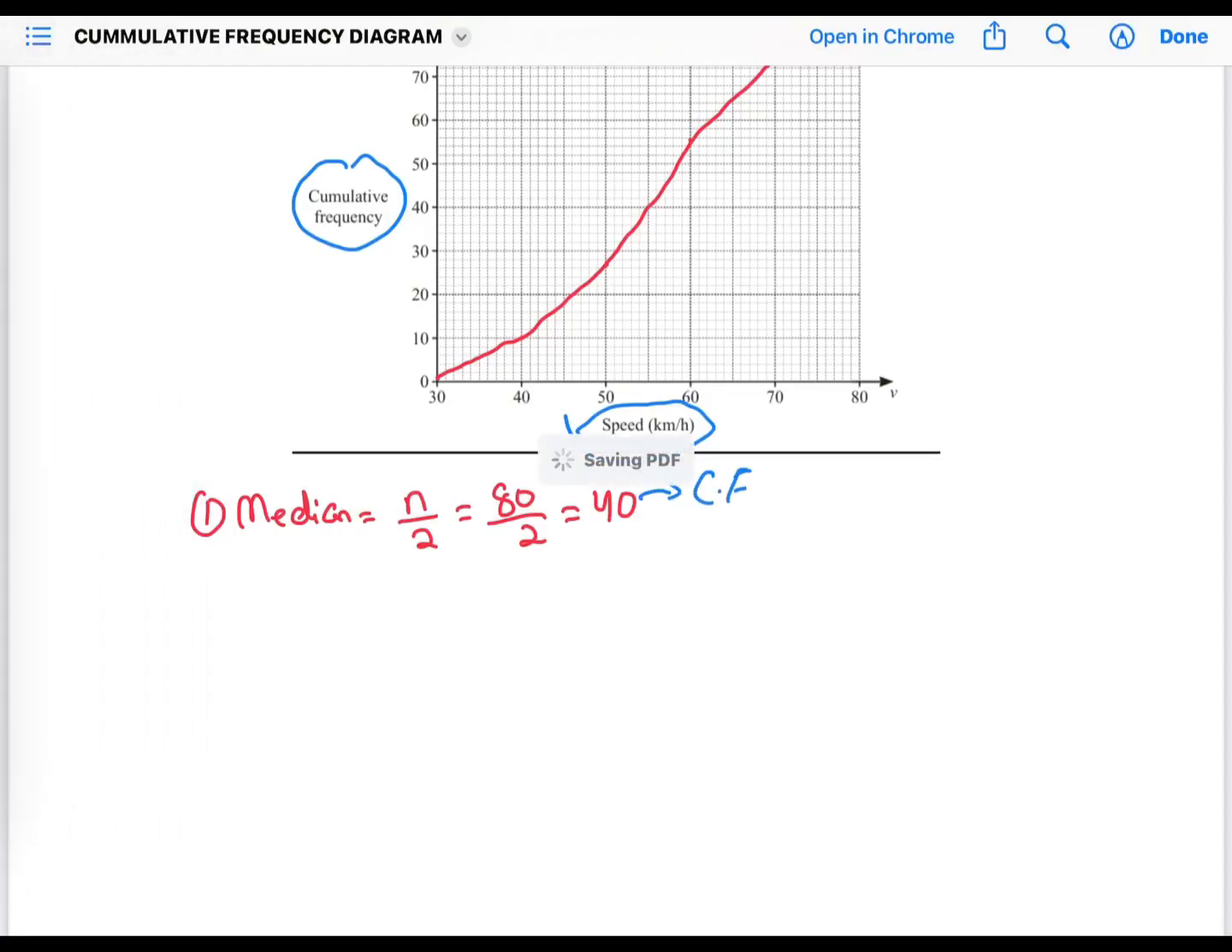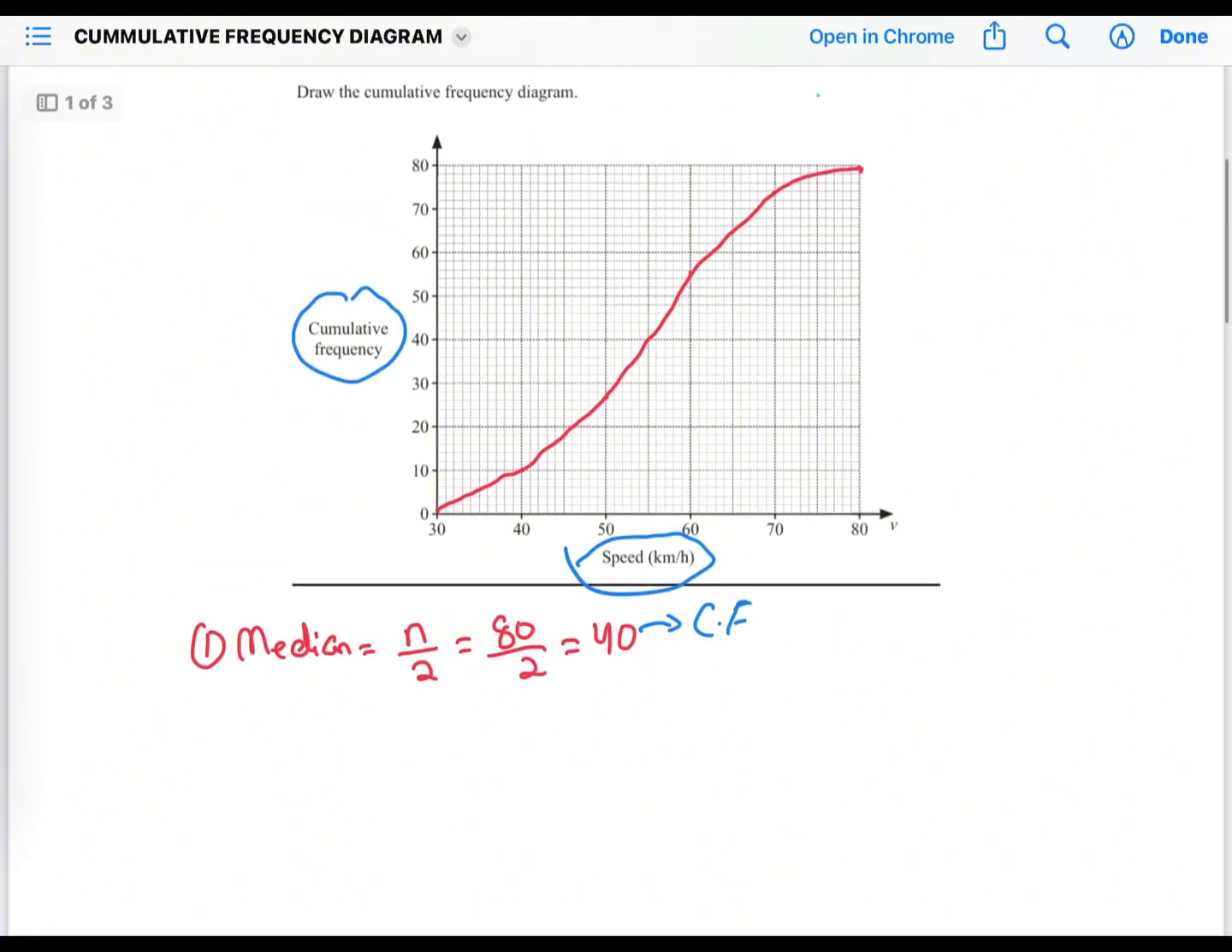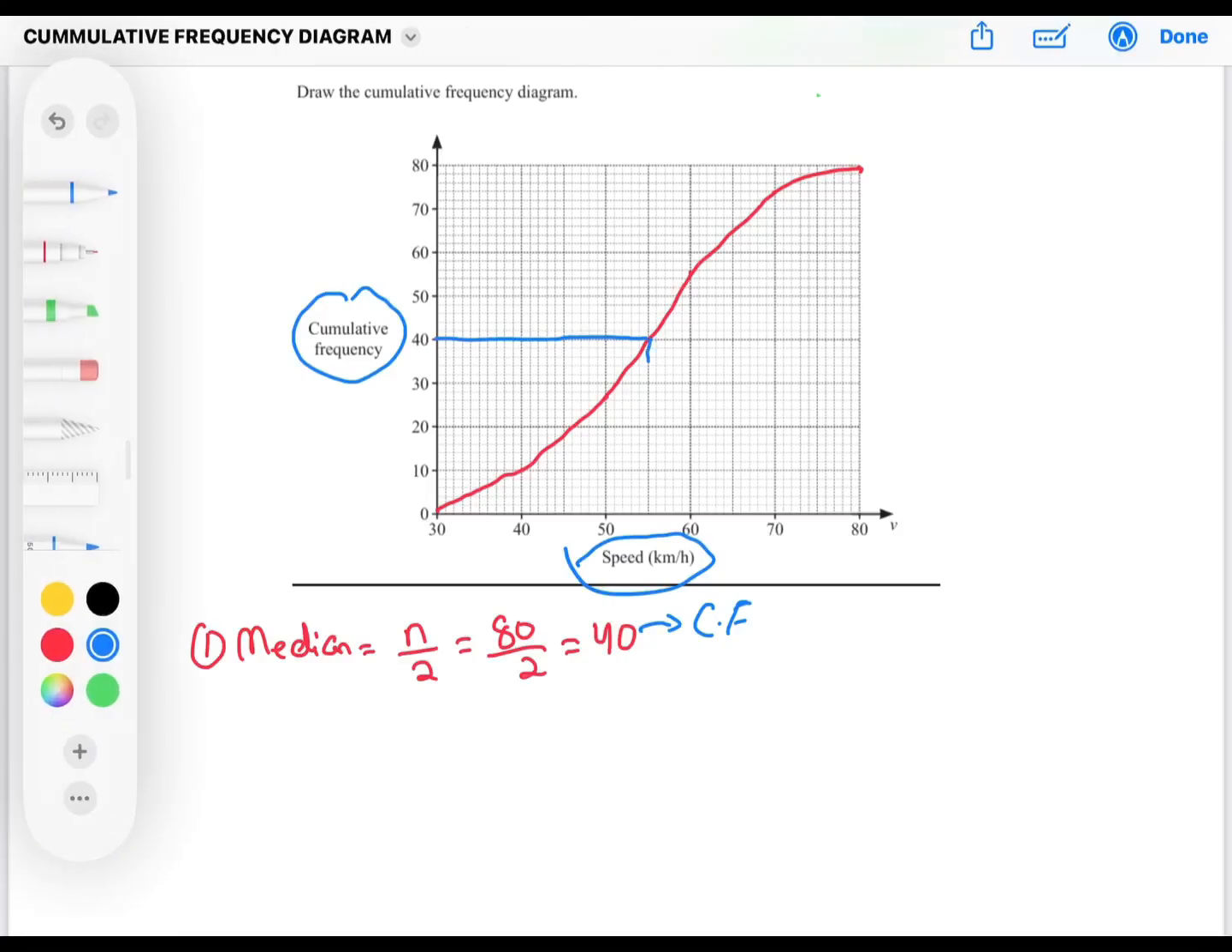So now how can we find the value? We just take 40 here on the cumulative frequency axis. We have 40, so I'm making a line. Here I have a line. This shows that the median will be 55. Understand? I hope everything is clear in this. Oh yes, one more thing: the median is also denoted by Q2. Okay, now next is the upper quartile.